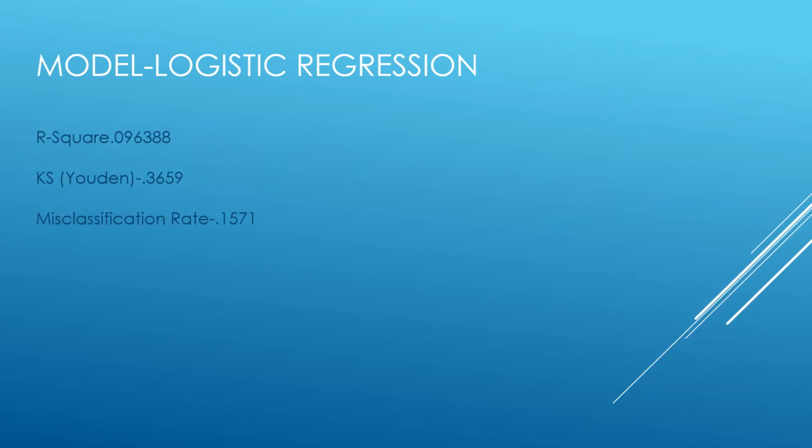Our R squared was at 9.6%. Our Youden was at 36.59% with a misclassification rate of 15.71%. So again, we always want to try to have a Youden above 50%. Our R square is kind of low as well. We want to have that increased, and the misclassification rate, of course, is at 15.71%, which is not the worst in the world, but we also would like to see that lower as well.